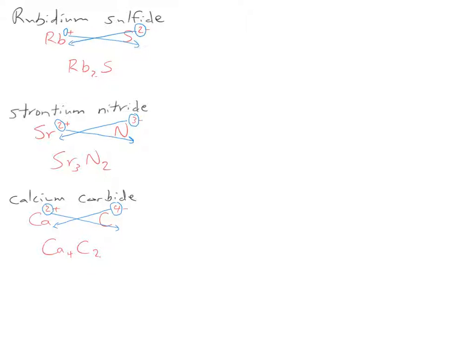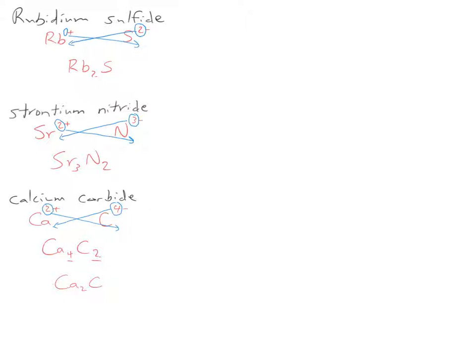Ca4C2. Now, these subscripts are meant to indicate how many of each ion is necessary to make the overall species neutral. And for ionic compounds, we always reduce the subscripts to the simplest whole number ratio. In this case, this isn't it. In this case, this can be reduced, and we write it as Ca2C.